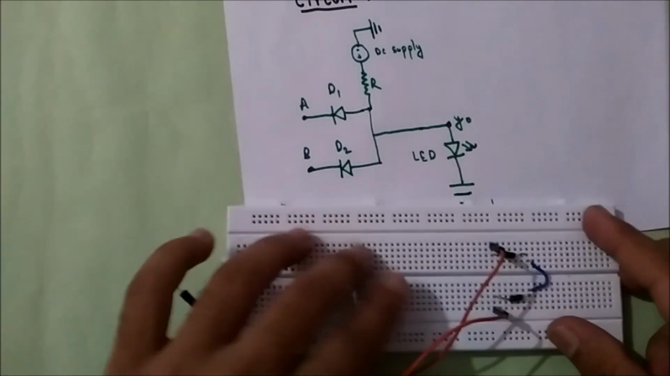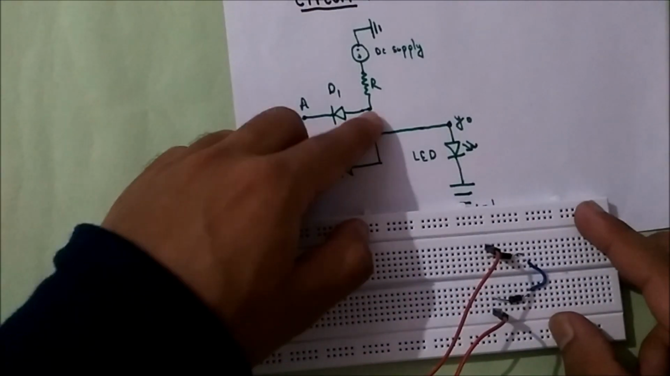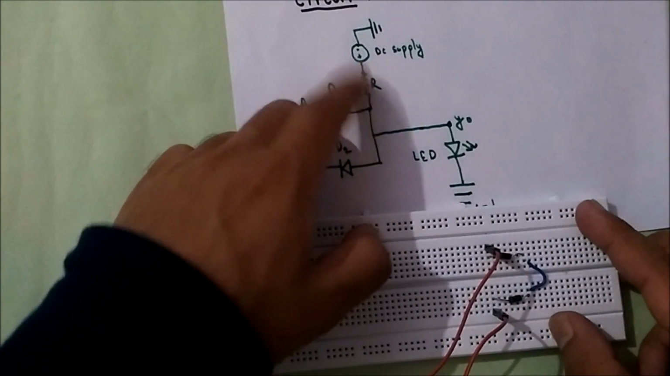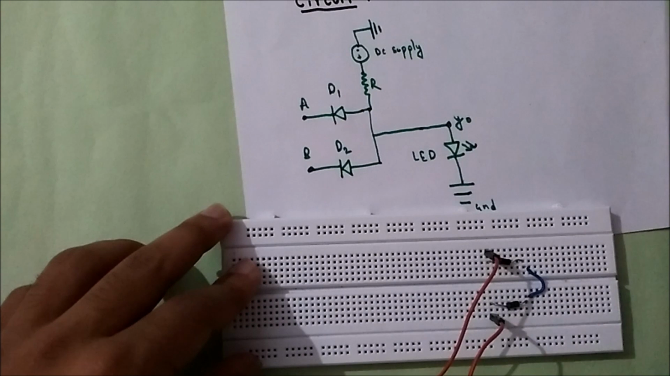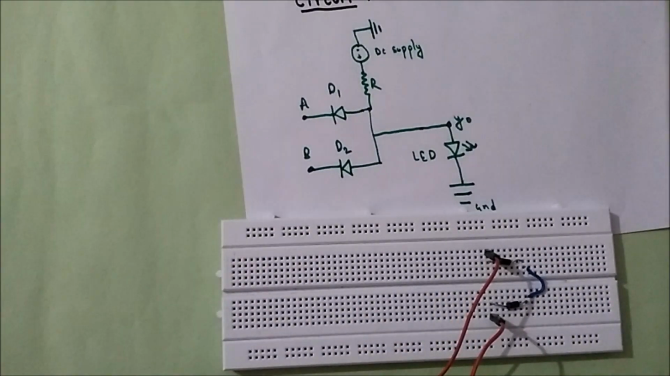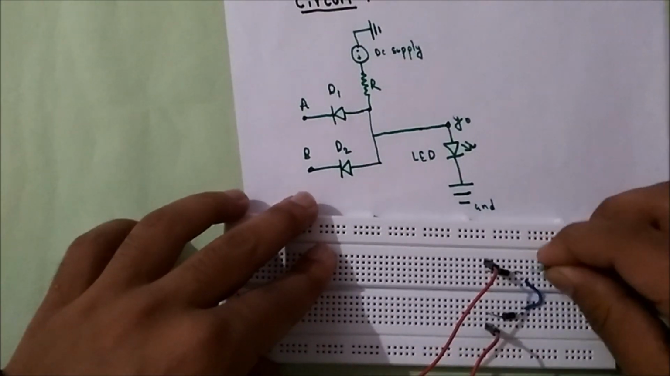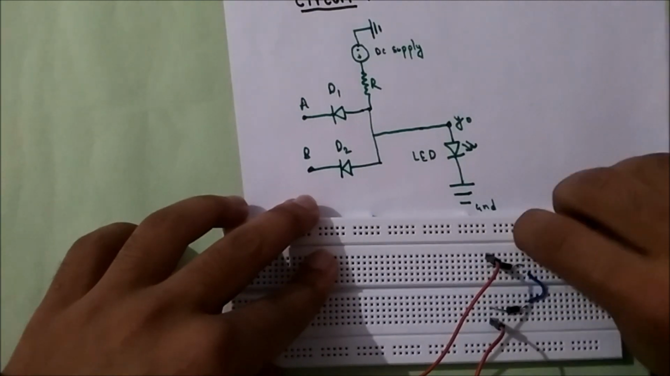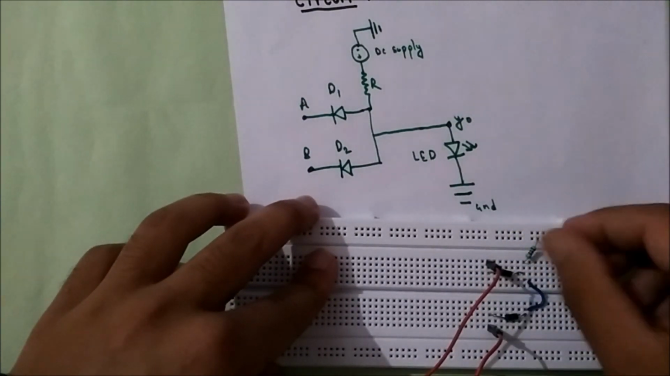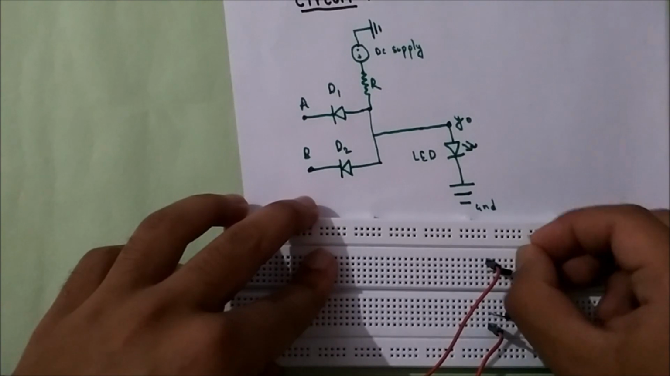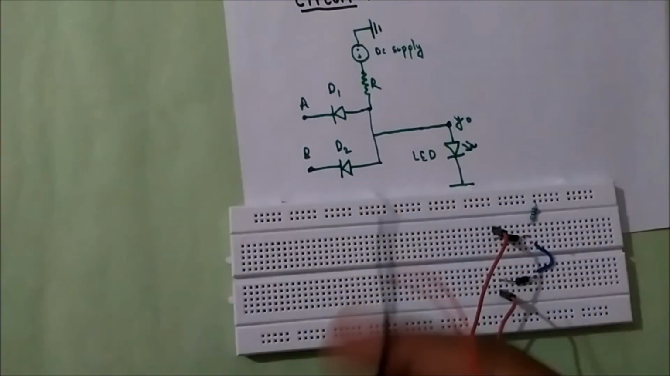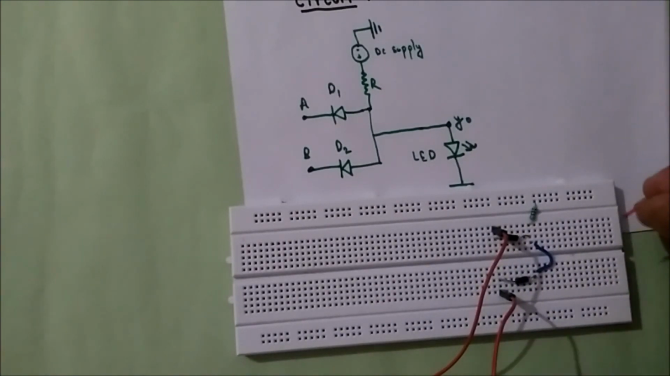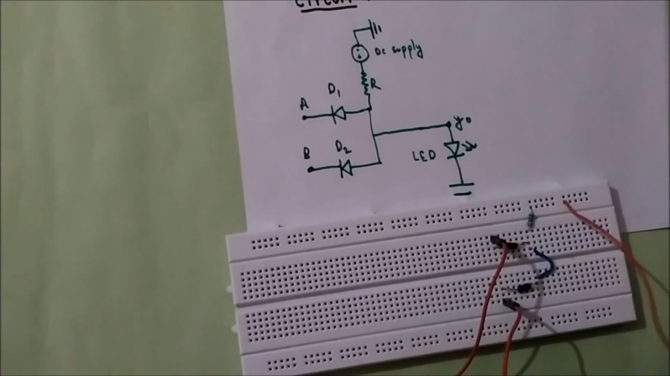Then here a resistor is connected and then the battery. I'll use a resistor of 100 kilo ohm, this one, and I'll connect it directly to the positive terminal. I'll connect a 9 volt battery here, its positive terminal here, its negative terminal here.